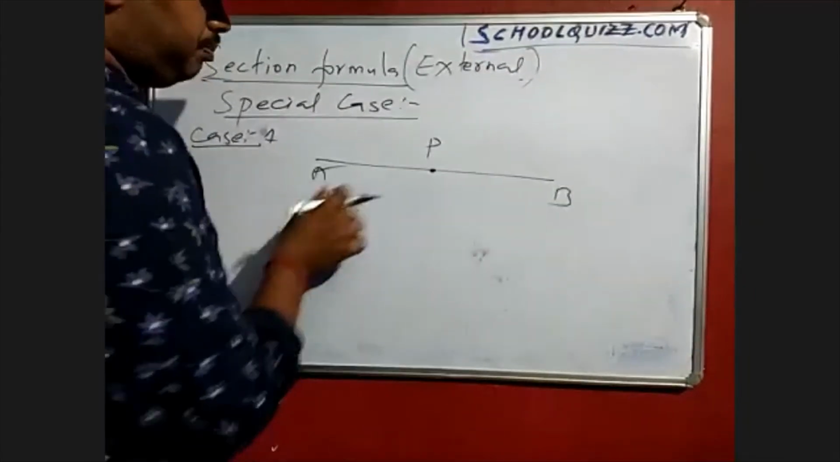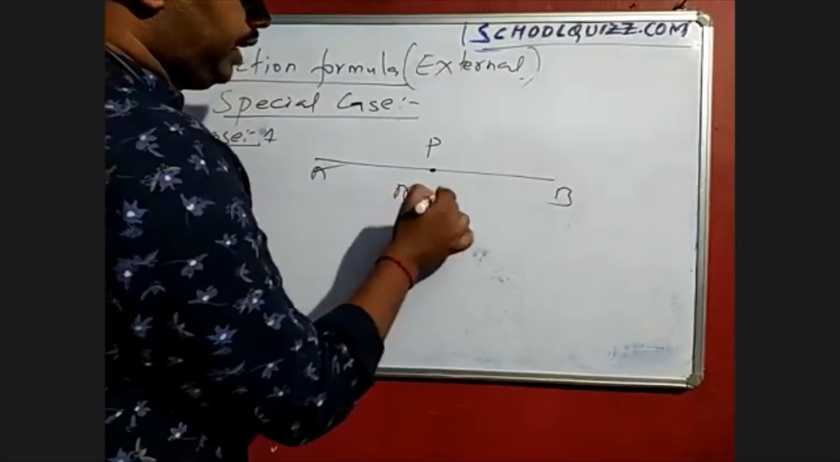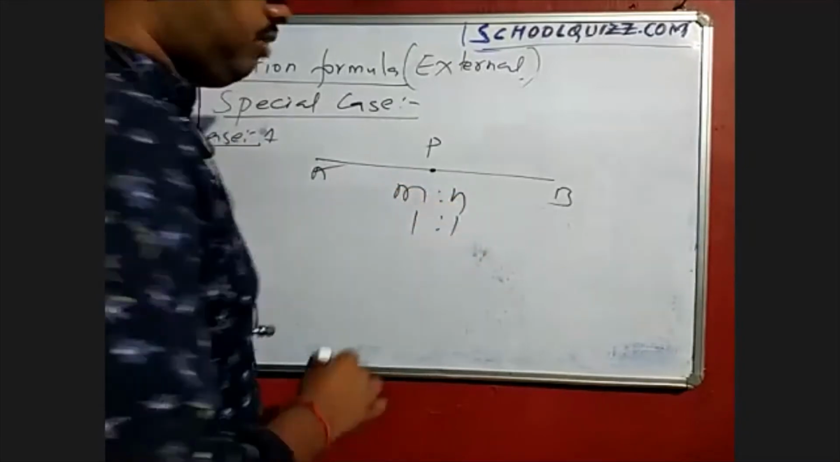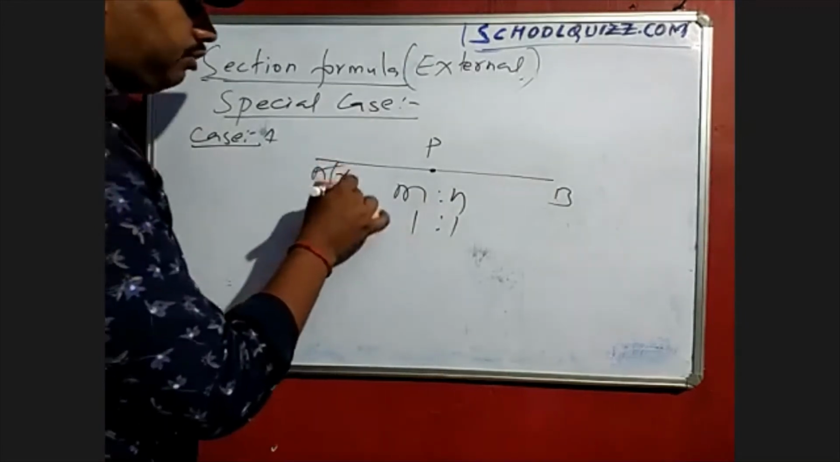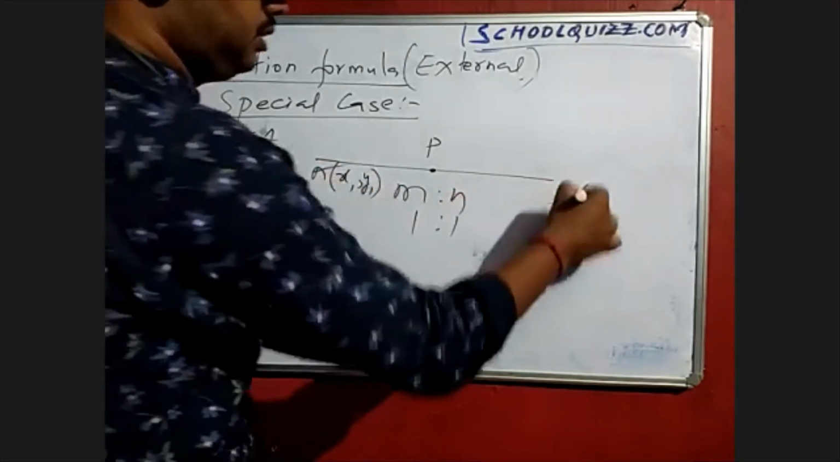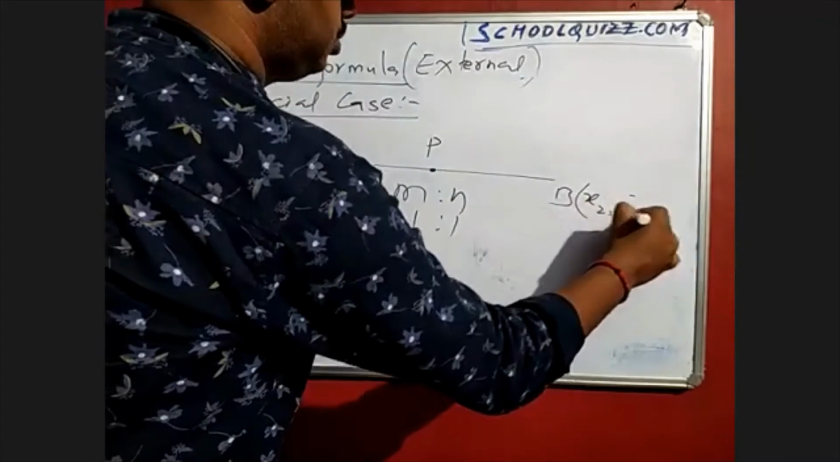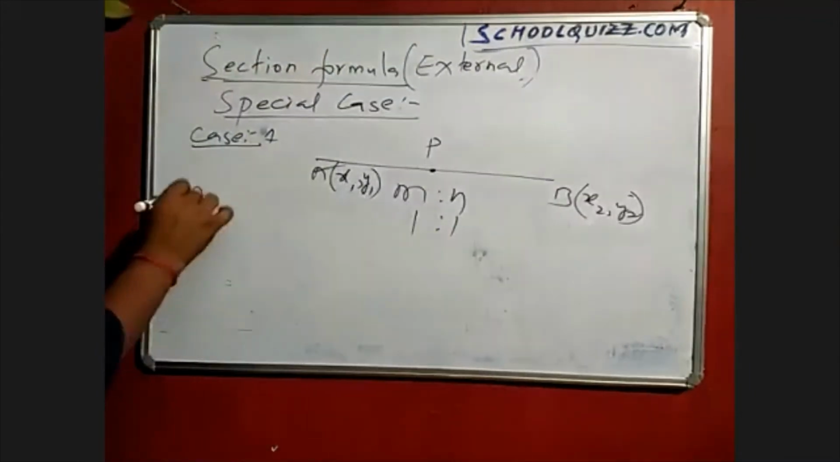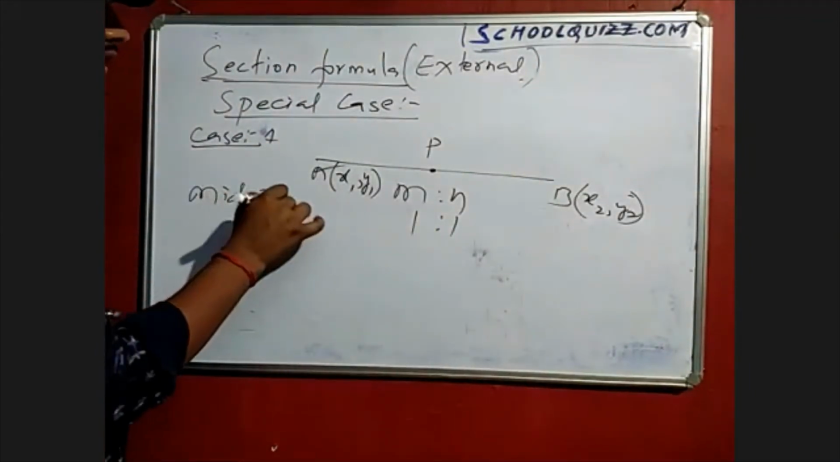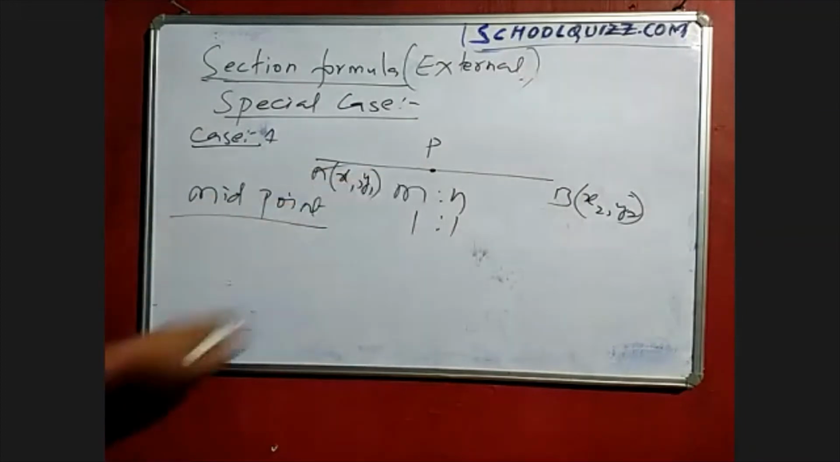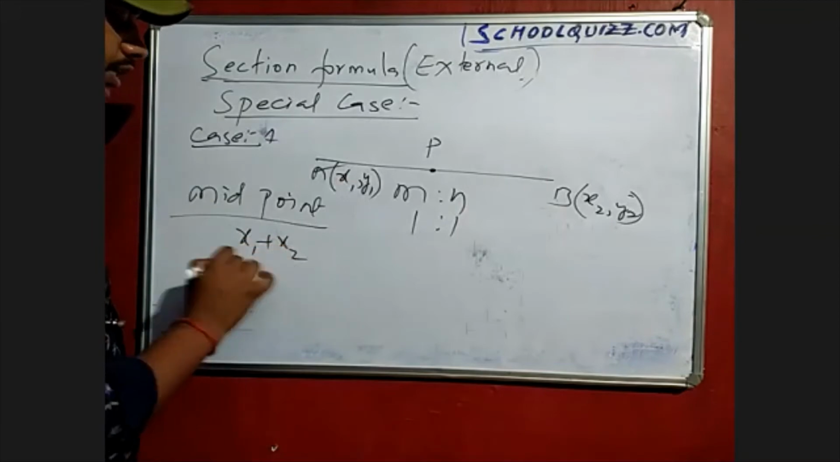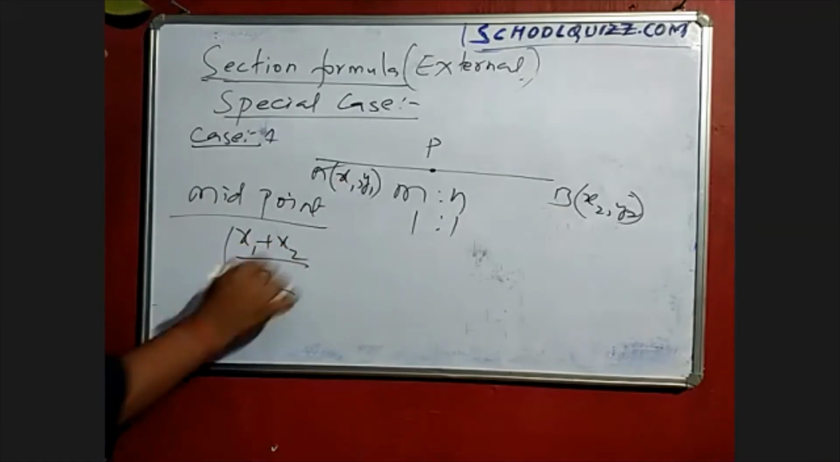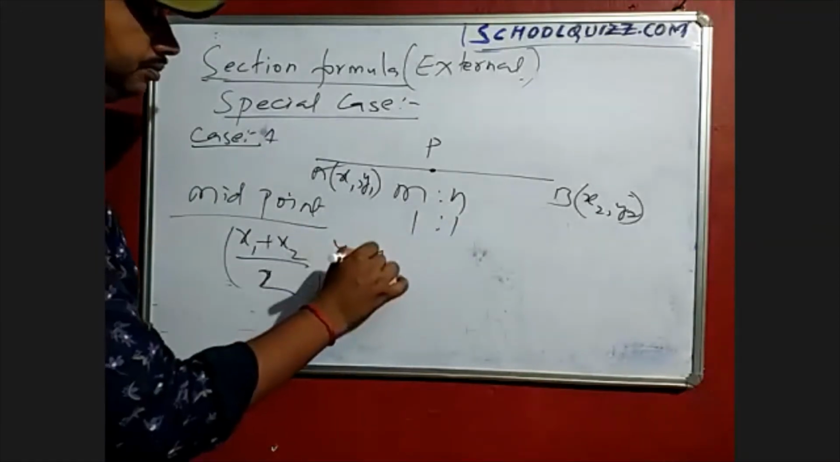Suppose P is the point dividing m to n in a 1:1 ratio. 1:1 means midpoint. So in that case, there is no need to go with that formula of x1, x2 and y2. You can directly use the midpoint formula. The midpoint is nothing but, without using the m and n ratios, you can write x1 plus x2 by 2, that is the x coordinate, and y1 plus y2 by 2.